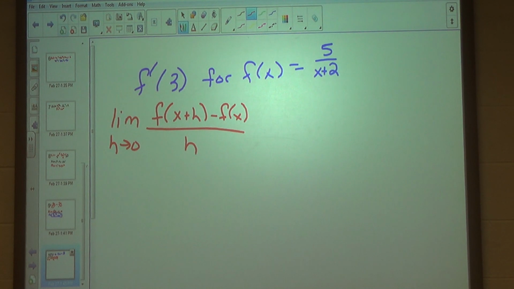Can I just put this formula on the board? That's the only formula I need for the test, right? Mm-hmm. Can you guys see it from over there? I'll put it over there, sure.